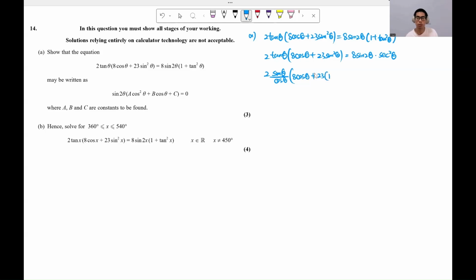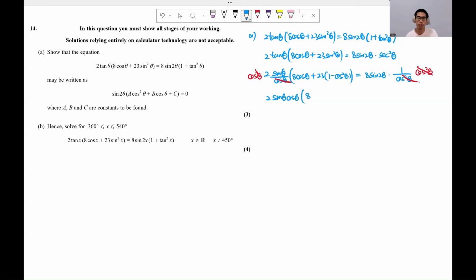Sin square theta equals 1 minus cos square theta, and that equals 8 sin 2 theta times 1 over cos square theta. Then times by cos square theta for both sides, so those two cancel out. Cos square theta over cos theta leaves just cos theta, so that would be 2 sin theta cos theta.